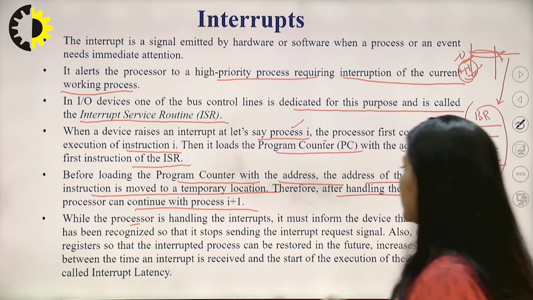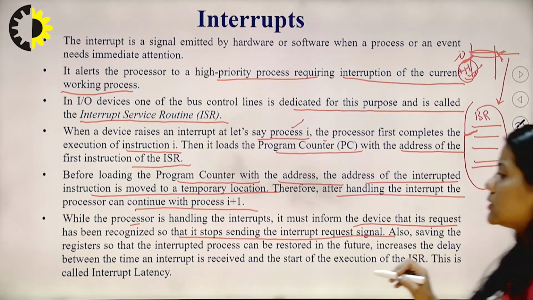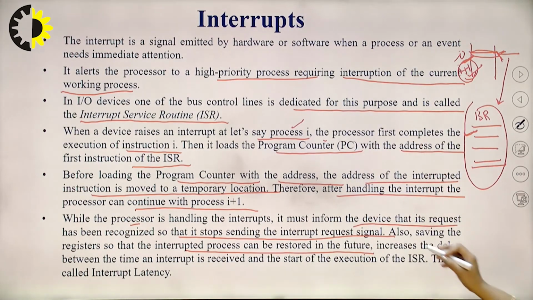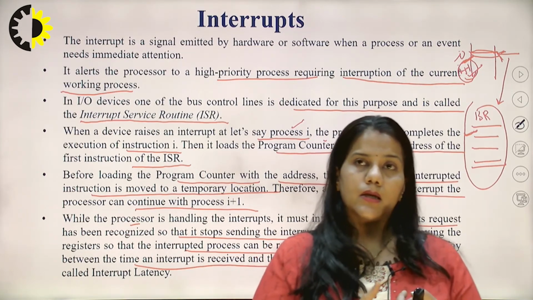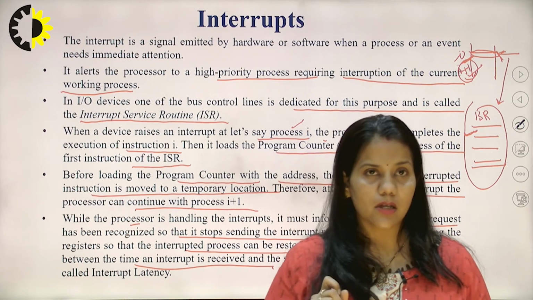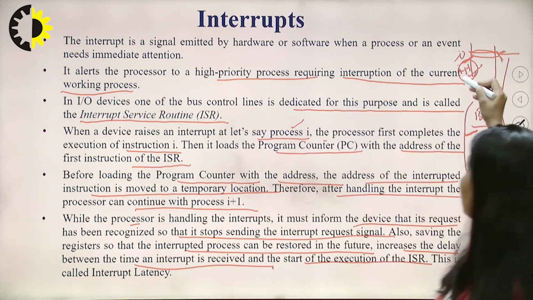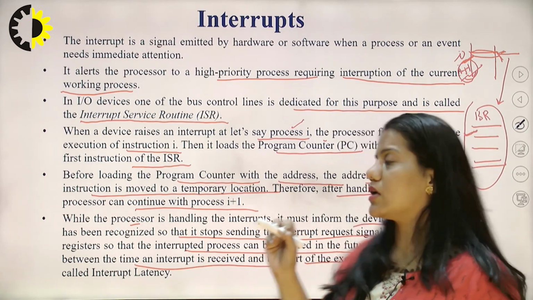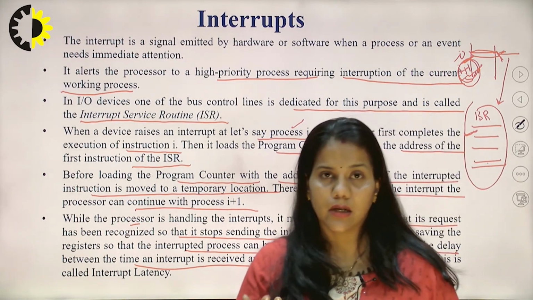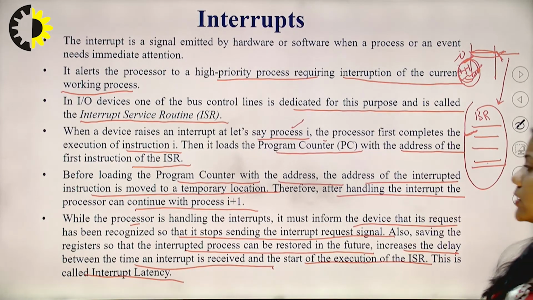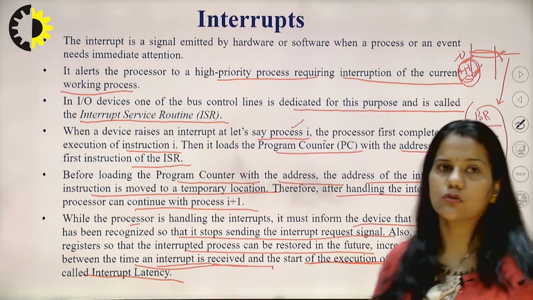While the processor is handling the interrupts, it must inform the device that its request has been recognized so that it stops sending the interrupt request signal. Also, the registers are saved so that the interrupted process can be restored in the future, as I told you. So, it increases the delay between the time an interrupt is received and the start of the execution of the ISR. Whenever the interrupt arrives, the program counter has to be loaded with the first address of the ISR, and at the same time the address of the next instruction to be executed after the ISR completes has to be stored at some temporary location. This process requires certain time, and that is known as the interrupt latency. So, there is a time gap between when the interrupt is received and when the execution of the interrupt starts. This is known as the interrupt latency.